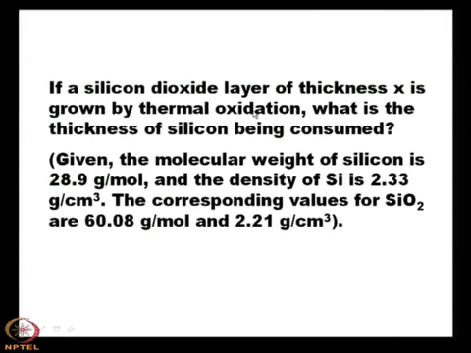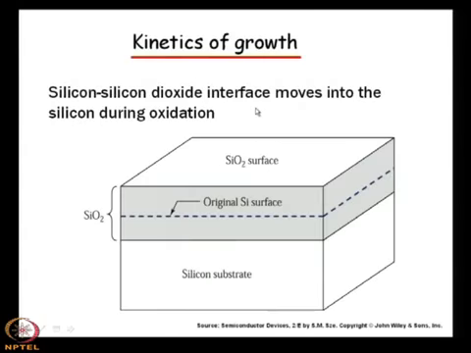So, you can try this example to see what happens, and you will find that this silicon dioxide interface moves into the silicon during oxidation and more silicon is consumed. This is a very interesting thing. Once the SiO2 is grown, the oxidizing species must diffuse through the grown SiO2 to reach the interface between the Si and SiO2, to react with the silicon atoms for the growth of SiO2.